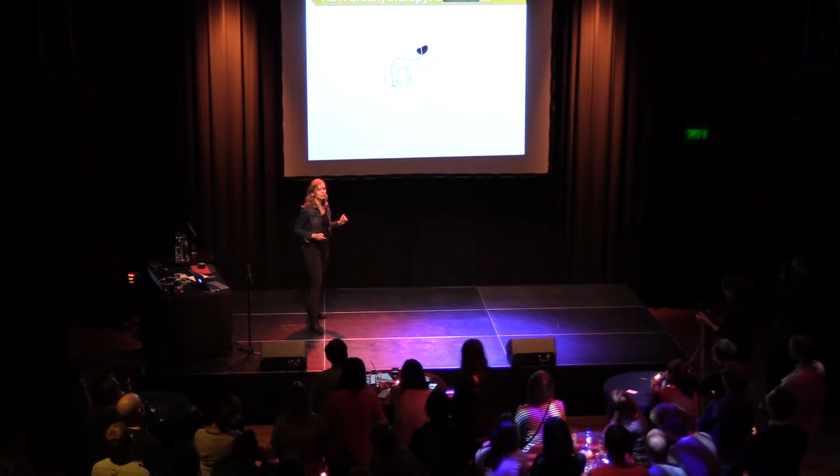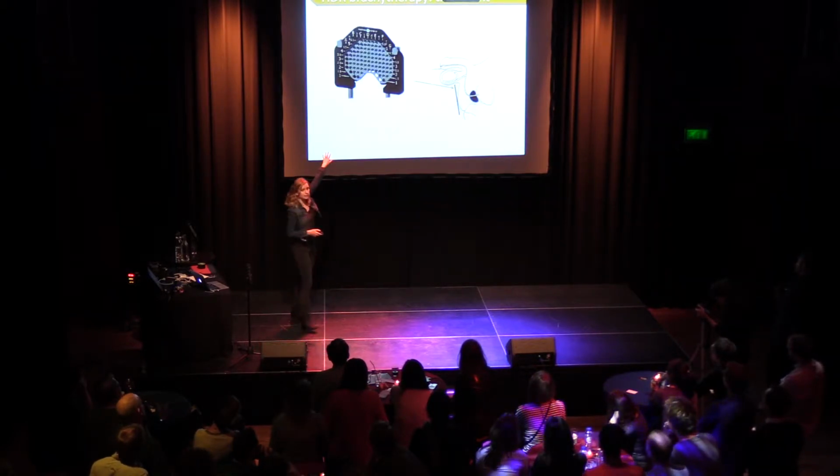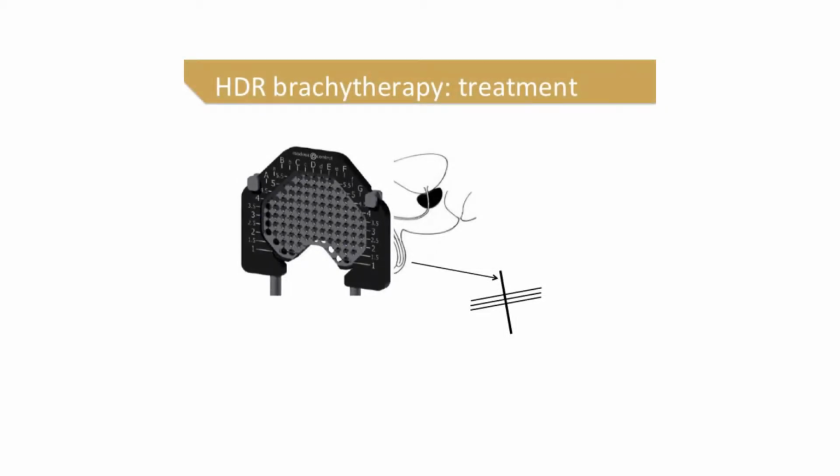When treatment starts, the first thing that happens is that the patient lies on his back, and this template over here is attached to the patient's perineum. As you can see, this template contains a large number of holes, and some of these holes are then selected and used to insert needles all the way into the prostate.